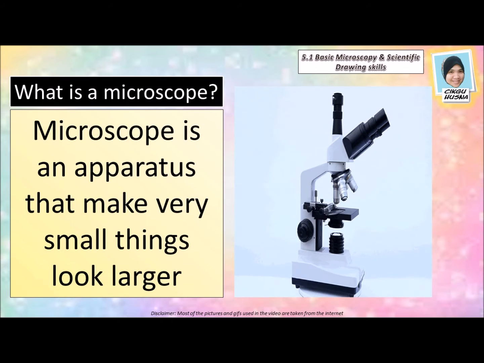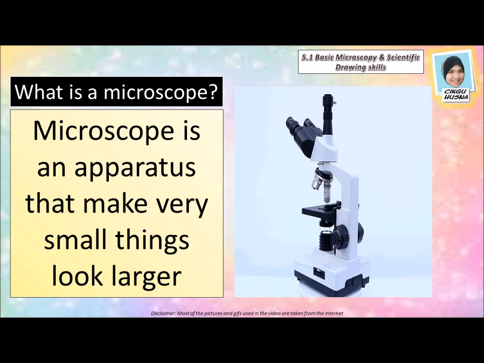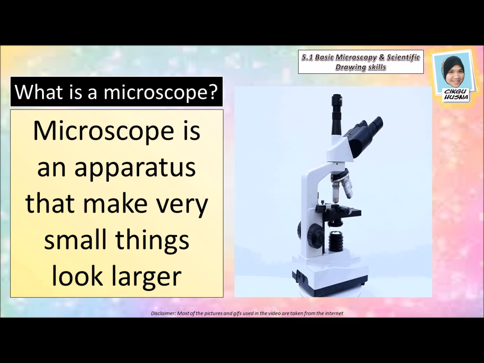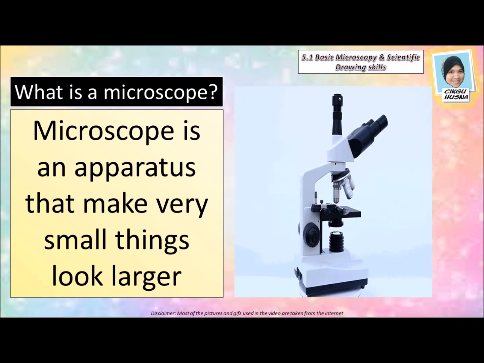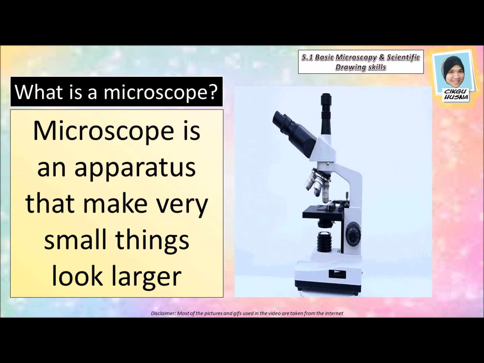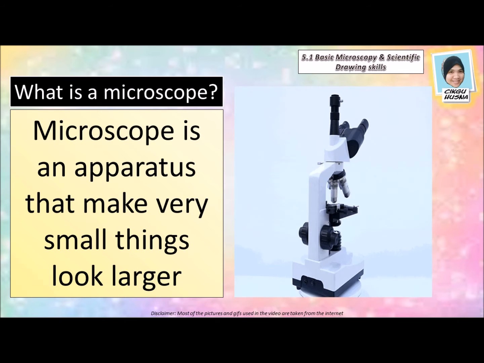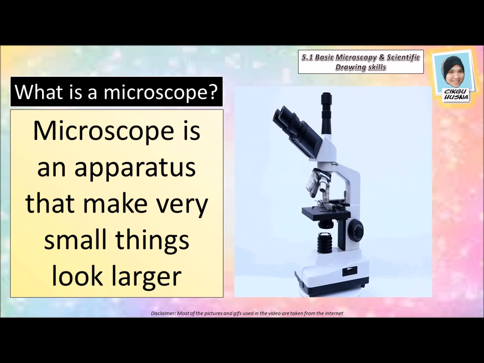Microscope is an apparatus or a tool that makes very small things look larger. Microscope ialah alat yang digunakan untuk melihat benda yang sangat kecil yang tidak dapat dilihat dengan mata kasar kita ni, seperti habuk. Menggunakan mikroskop kita akan nampak habuk dengan jelas.